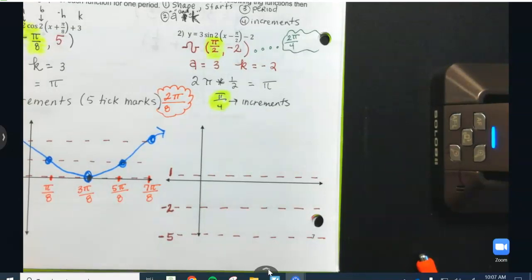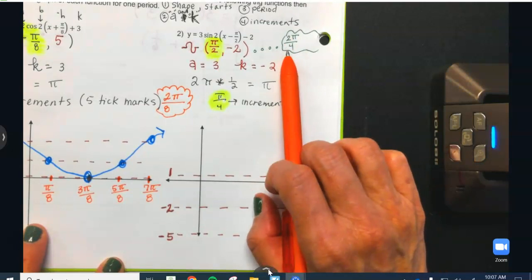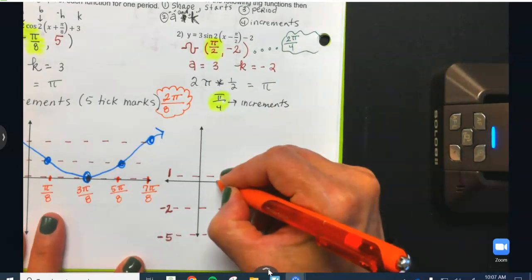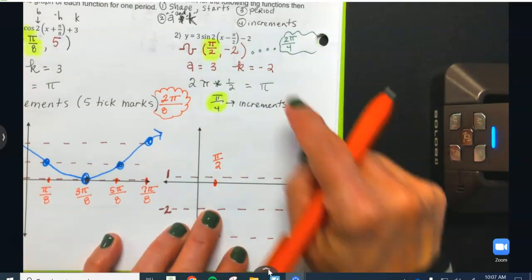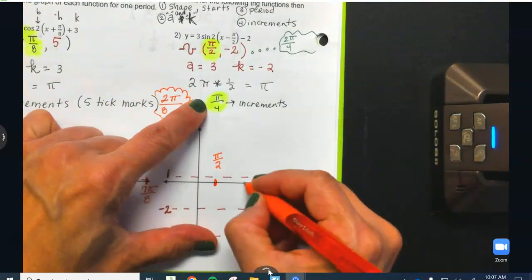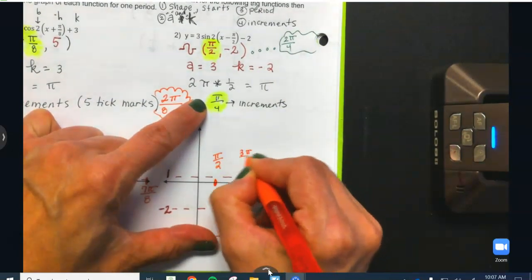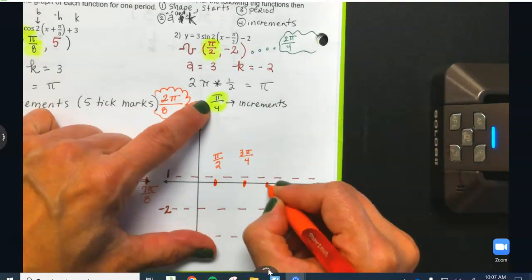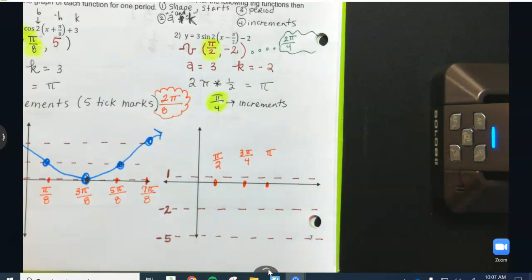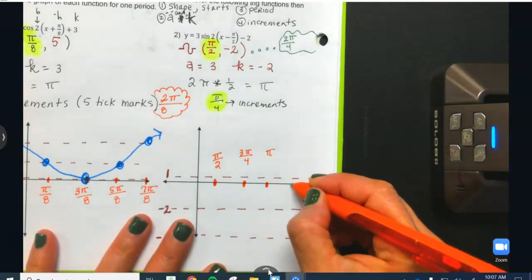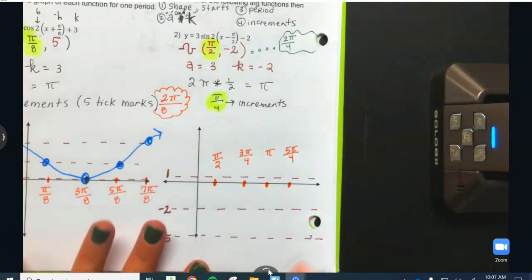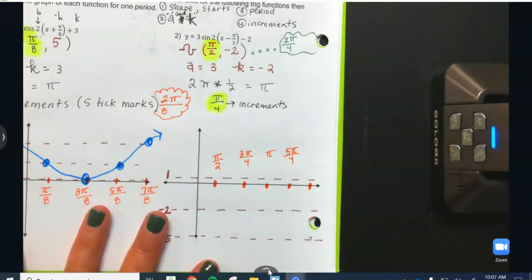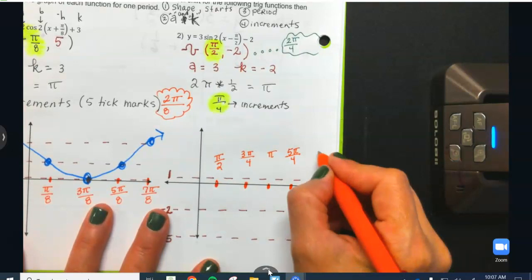All right, let's plot these increments. So remember, we're starting at pi over 2. In our head, we're thinking about 2 pi over 4. There's pi over 2. 2 over 4 plus 1 over 4, 3 pi over 4 plus 1 over 4 is 4 pi over 4. Don't you write that, because that simplifies to just pi. 4 over 4 plus 1 over 4 is 5 pi over 4. And then the next one's going to be 6 pi over 4, but you're not writing that. Yes, you're going to simplify that.